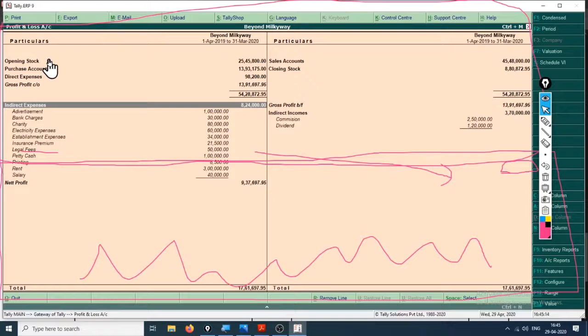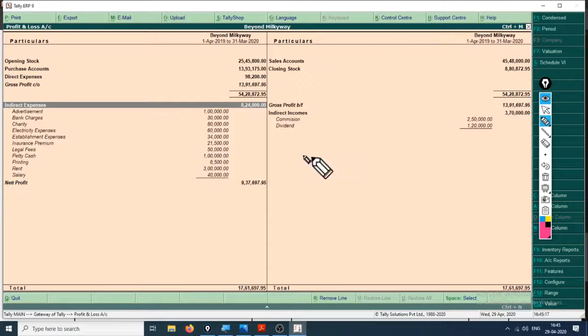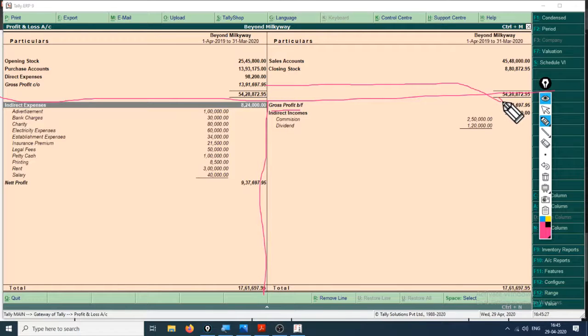Yeah, so now you can only see the profit and loss account, this right here. Gross profit came down, that is 13,91,000 only from the operating activities, and this is indirect income, commission and dividend that we made entries for due to the cash and bank ledger, and these are the indirect expenses. We don't have depreciation and bad debts. Let's see if we can accommodate them.